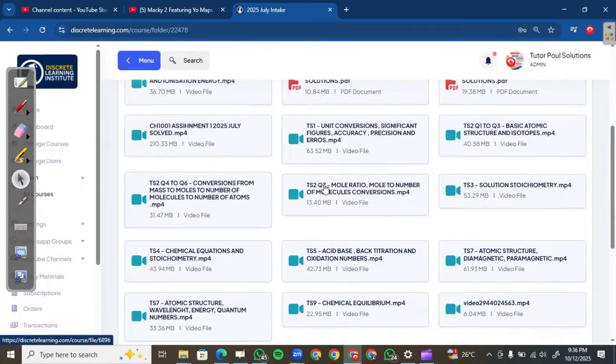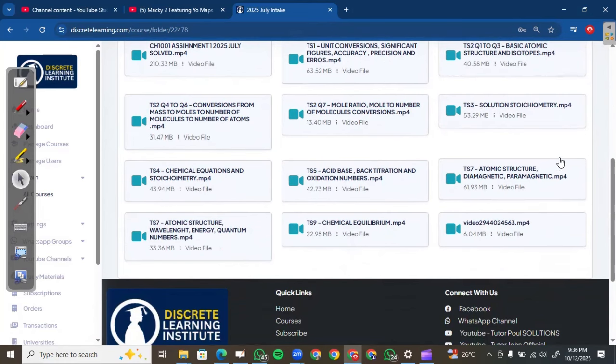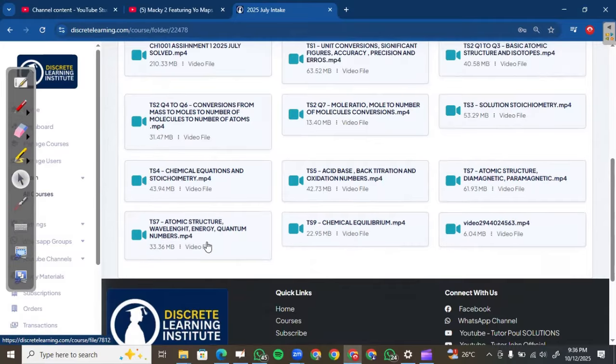So tutorial sheet 2 is divided into 3 parts. There's this part, this one, and this one. But tutorial sheet 3 is just one video here. Tutorial sheet 4, tutorial sheet 5. Tutorial sheet 7, we had 2. Two tutorial sheet 7s, and they are both on atomic structure. So you can see this is the first one. The other one is there. And then chemical equilibrium is here.